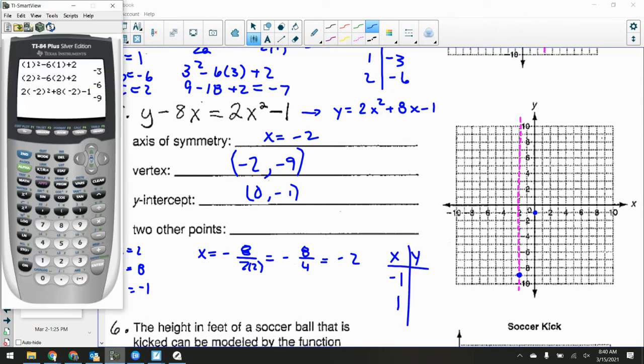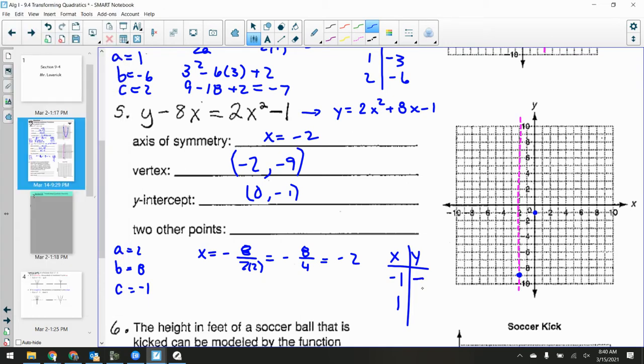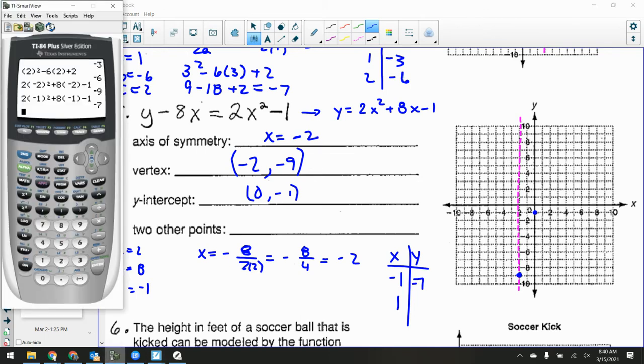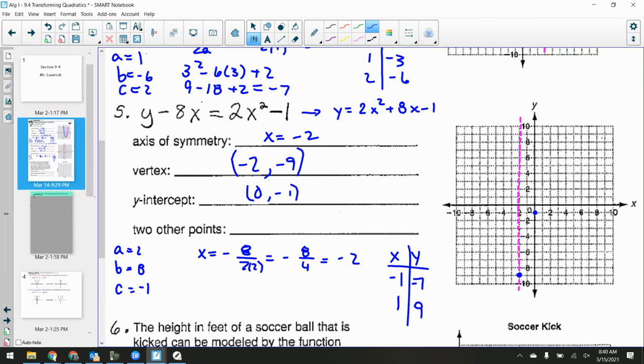Let's see what we got when we plug in negative 1. 2 times negative 1 squared plus 8 times negative 1 minus 1. That gives me a negative 7. And now we'll plug in 1. 2 times 1 squared plus 8 times 1 minus 1 gives me positive 9. So negative 1 comma negative 7, 1 comma 9.